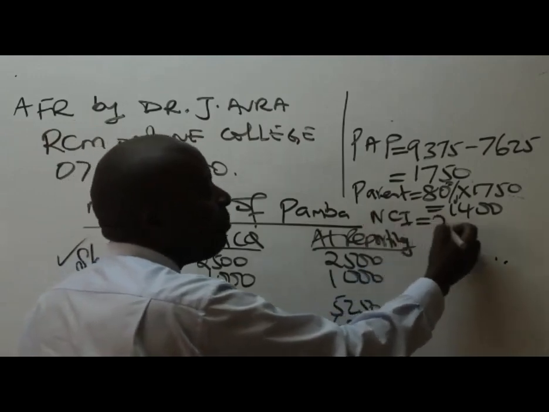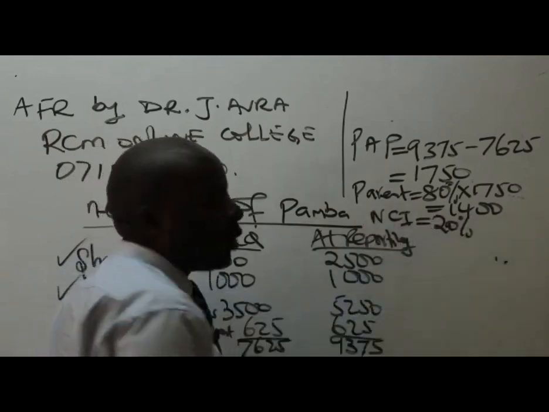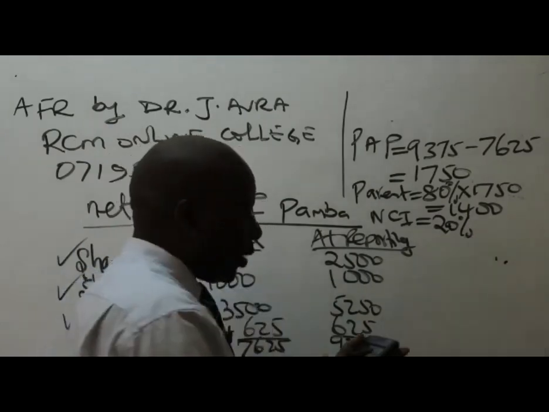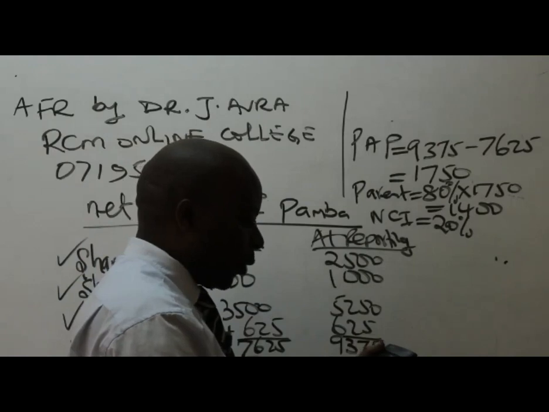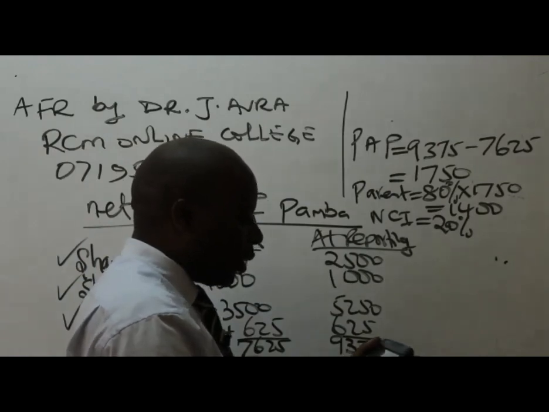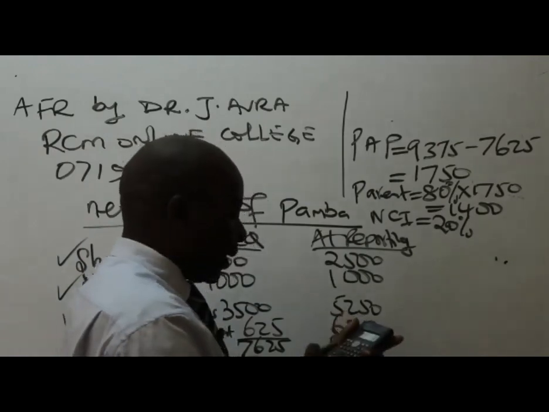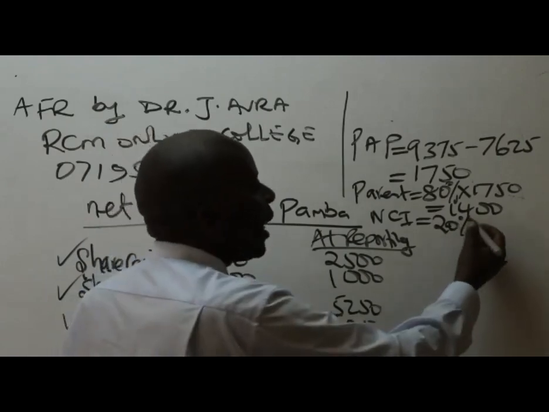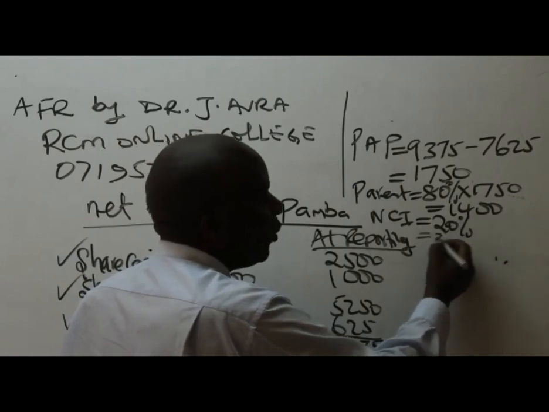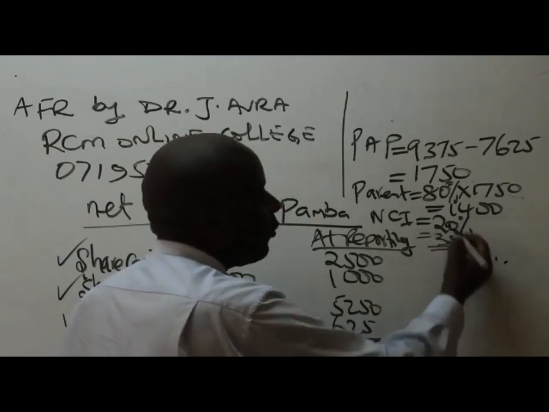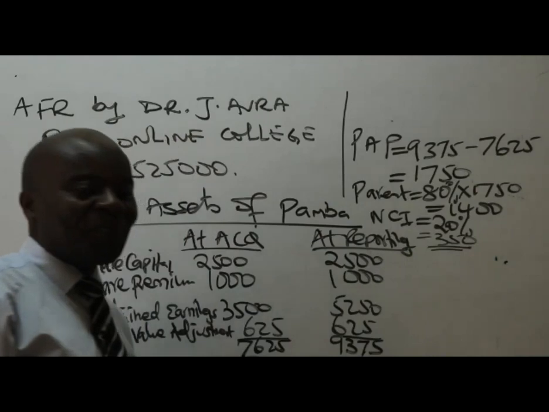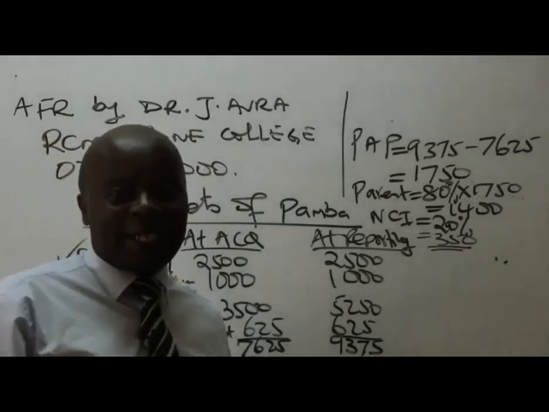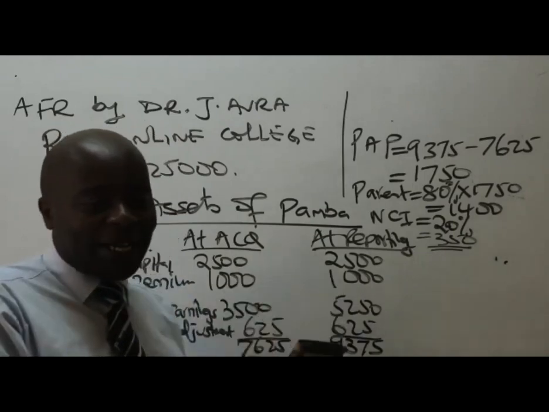We know Pamba's NCI is 20%. So 20% of 1750, 0.2 times 1750, will end up giving me 350. So NCI's value will be 350. I don't need, of course, these figures for solving part one, but for sure I will need them later. So let me just have them there.